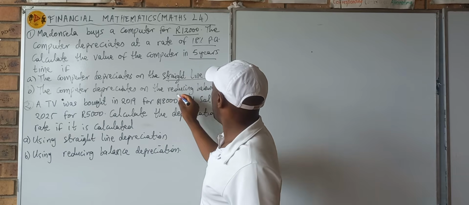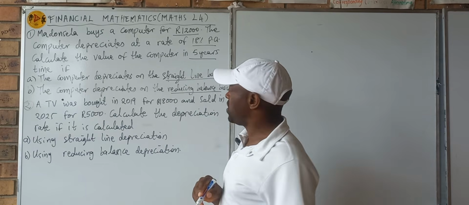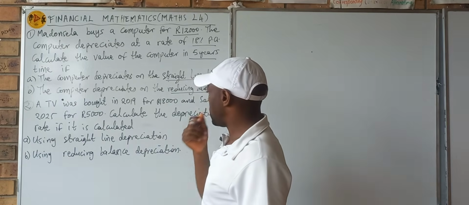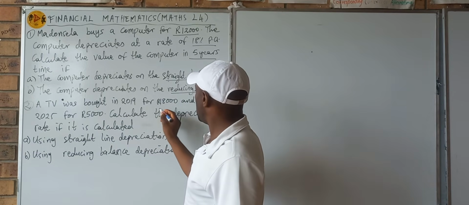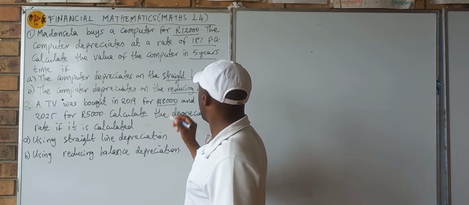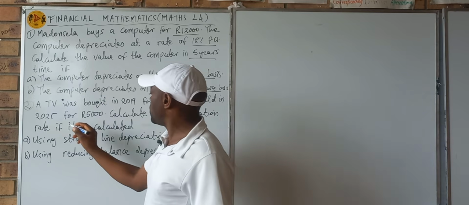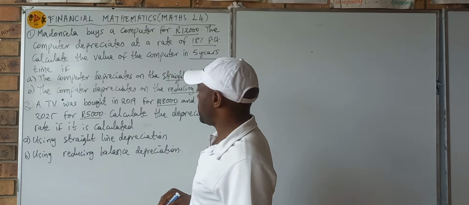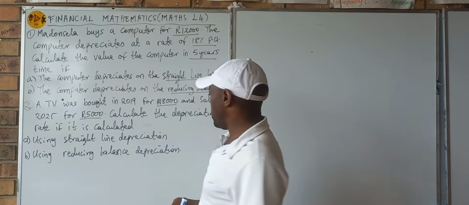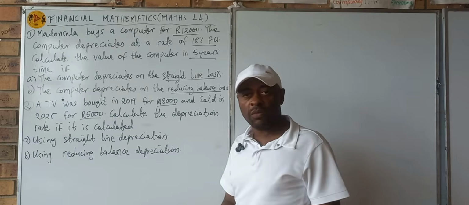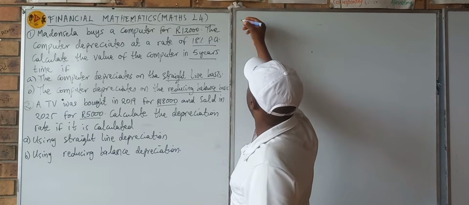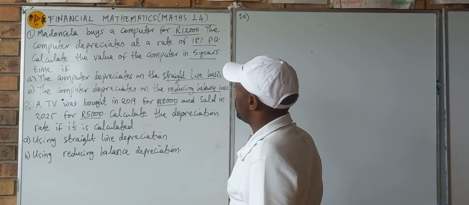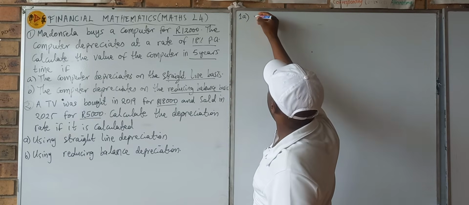Those are the two main techniques of depreciation. Then question number 2 says a TV set was bought in 2019 for 18,000 rands and sold in 2025 for 5,000 rands. Calculate the depreciation rate using straight line depreciation and reducing balance depreciation. So let's start with number 1A, which is talking about straight line depreciation.